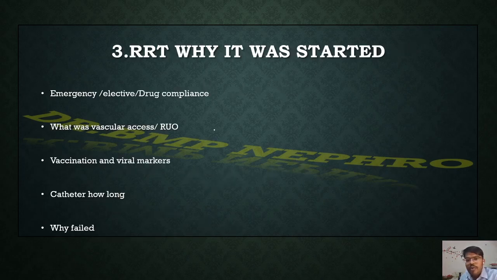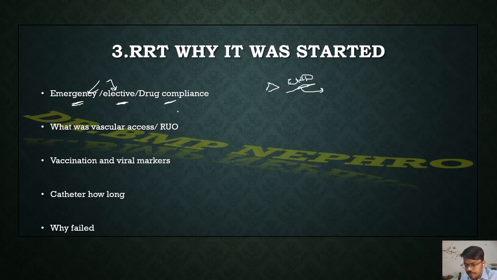Then subsequently, why RRT was started, whether it was an emergency one or an elective one, and how was the drug compliance? Because after the diagnosis of CKD, the patient might be started on drugs like renoprotective drugs or other important drugs. What was the reason the patient went into a state requiring RRT? If RRT was started, how did it start, emergency or elective? Why is it important in a post-transplant case? It is important because it has an impact on the post-renal transplant course. If it is elective, the prognosis is somewhat better, and if the drug compliance is good, probably the patient will have good compliance in the post-transplant period also.